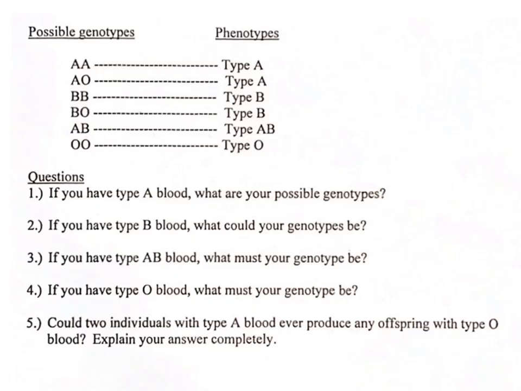So we're going to be talking about blood type. There are three types of blood: A, B, O, and then there's a special fourth type, which is called AB. And here are the possible genotypes, which remember that when we use the word genotypes, we're talking about the alleles. And the phenotypes are the physical characteristic.